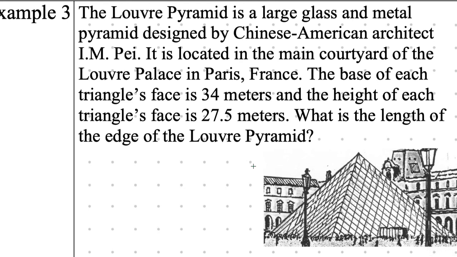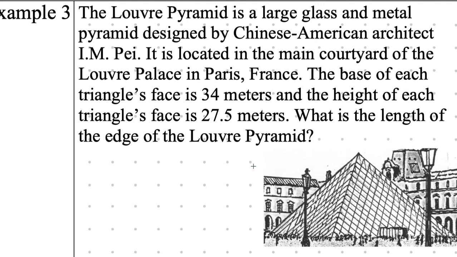All right, I need someone that is very good at pronouncing Louvre. Gunner, go for it. The Louvre Pyramid. Lower. Louvre. The Louvre Pyramid is a large glass and metal pyramid designed by Chinese American architect I.M. Pei. Pei? Would that be Pei? Sure, Pei. I don't know.